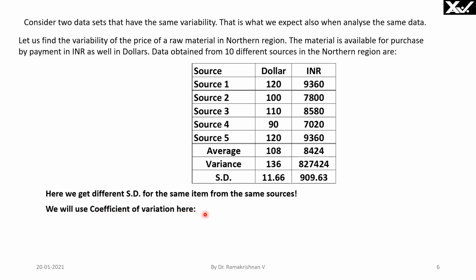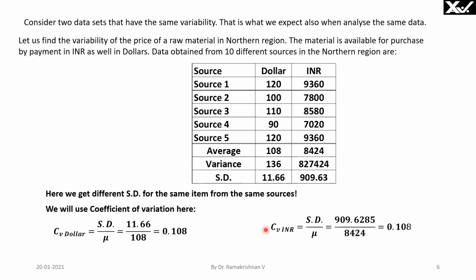We will use coefficient of variation here. What is coefficient of variation? For dollar, this is nothing but standard deviation by average. 11.66 by 108 is 0.108. And for INR, it is 909.63 divided by 8424, which is again 0.108. Therefore, we are getting the same variability. We expect the same variability only, and we are also getting the same variability. Therefore, coefficient of variation is a better measure of variability in this condition. So coefficient of variation conveys the same variability as expected.